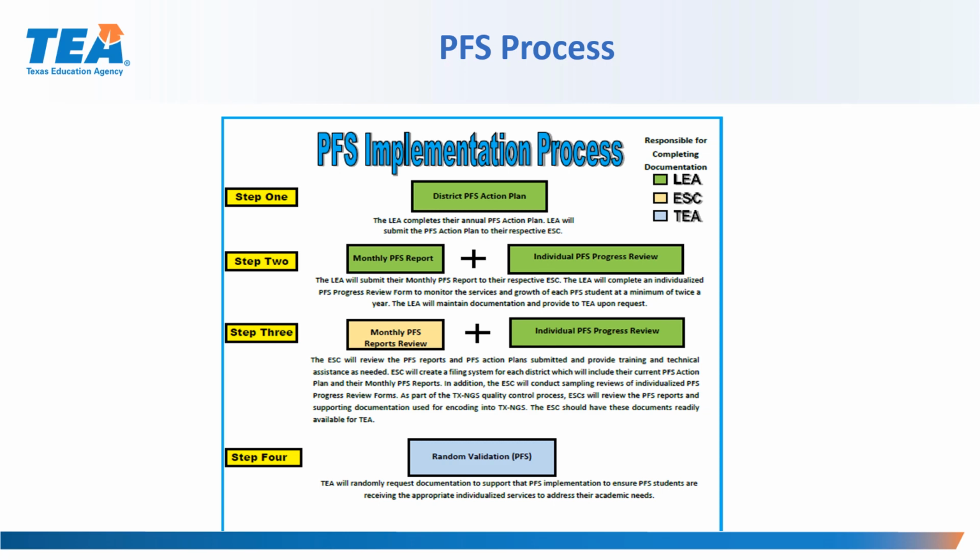And finally, Step 4 involves TEA. TEA will randomly request documentation to support the PFS implementation, to ensure PFS students are receiving the appropriate individualized services to address their academic needs.